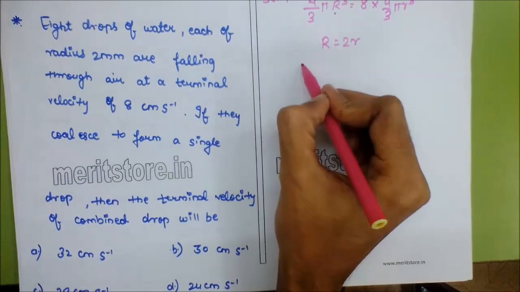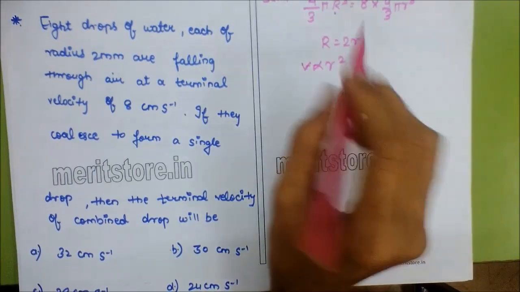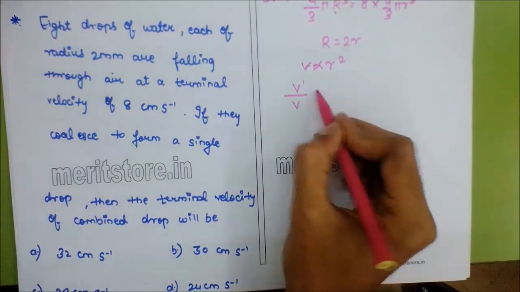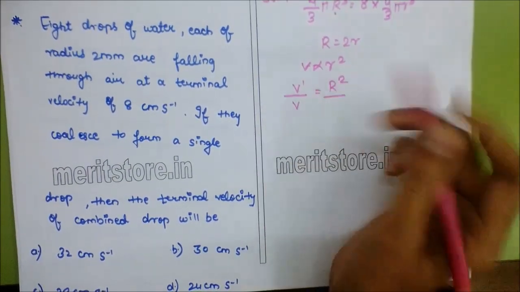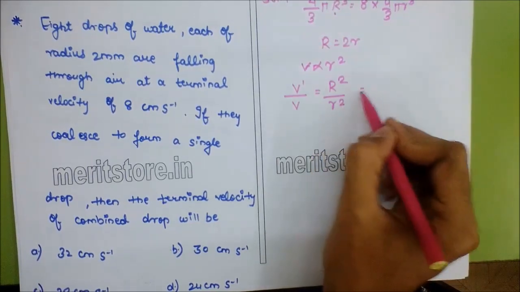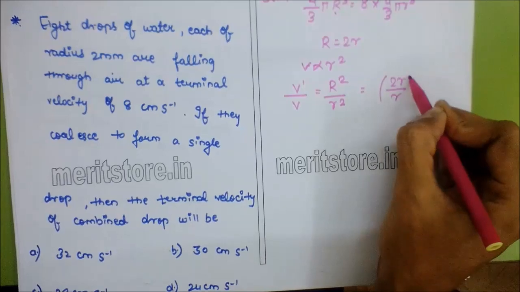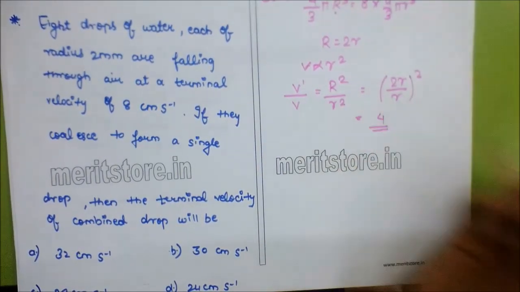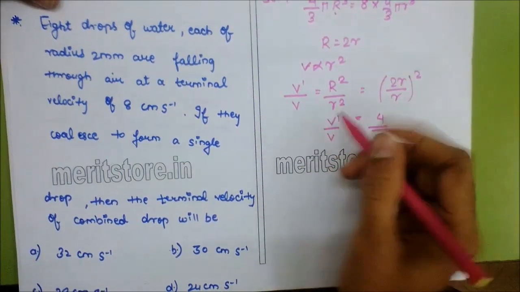For the terminal velocity, V is directly proportional to the radius squared. So we will have the terminal velocity for the bigger drop V prime, and for the smaller drop we have V. Again, the terminal velocity will be proportional to the radius squared for the bigger drop, and R squared for the smaller drop. But we have R' equals 2R upon R, the entire square, so that gives you 4. So that is the terminal velocity of both the drops.